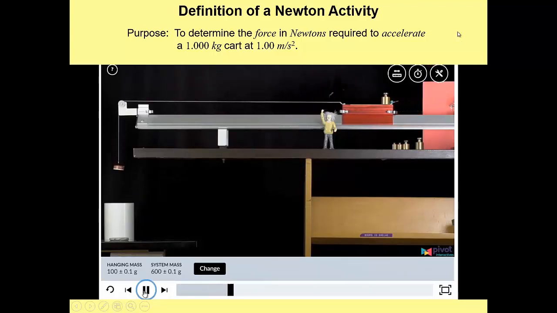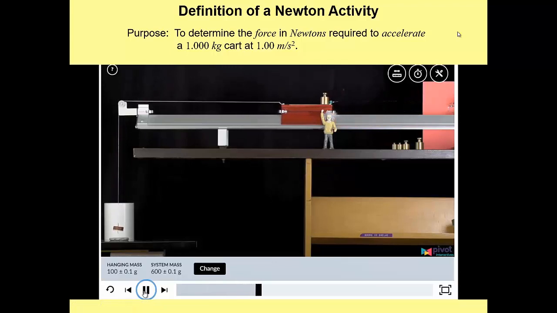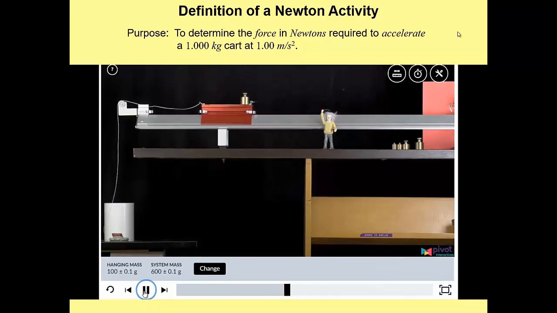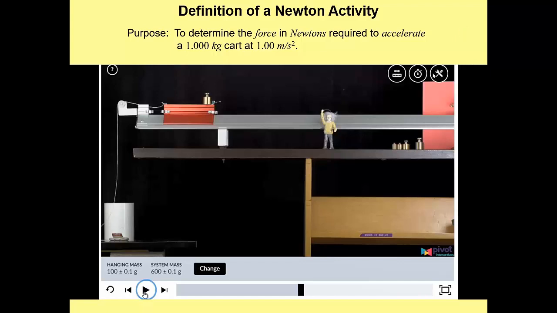You see it accelerating as the mass falls? Right? So the cart accelerates because the mass falls. The mass has gravity pulling on it, and that's accelerating the system. And that's the kind of apparatus we're going to use in this lab, okay? And I will explain to you how we're going to measure everything, the force, the mass, and the acceleration of the cart.